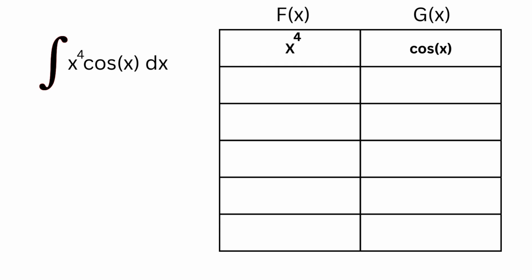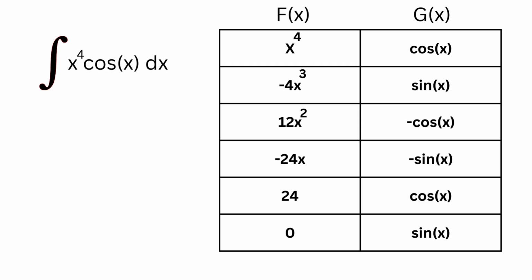Now for the f of x, we take the derivative until we reach 0, so it will be minus 4x cubed, 12x squared, minus 24x, 24, and 0. If you are asking yourself about the negative sign, the rule says that we negate every second entry under f of x. Now for g of x, we integrate to get sine x, minus cosine x, minus sine x, cosine x, and sine x.